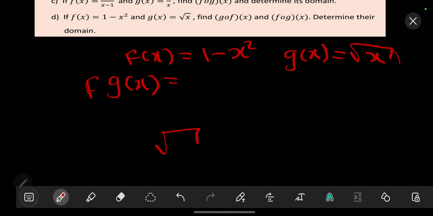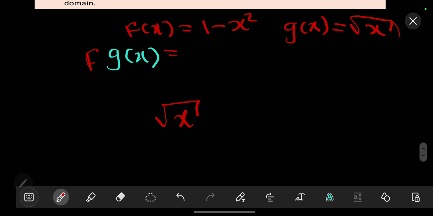So if g is equal to the square root of x, since it is the last letter, look at the last letter. Does it have a condition? The square root of any number has got a condition. So you are going to say that the condition is such that get whatever is inside and say it's greater than or equal to 0, like that.